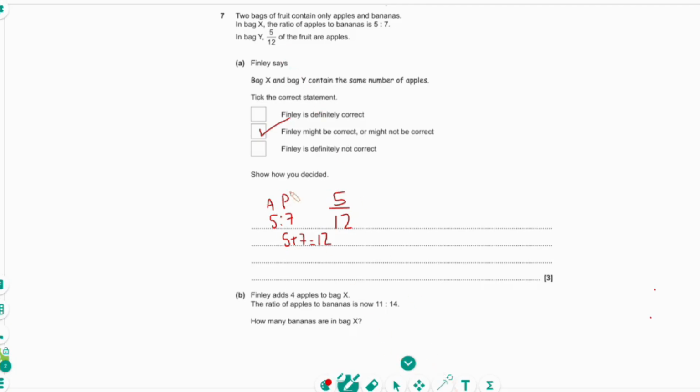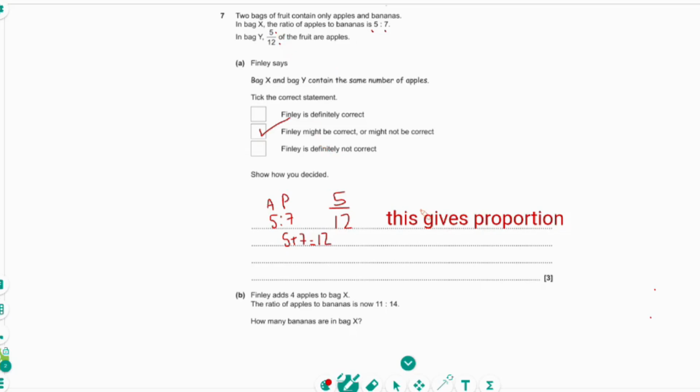So show how we decided. Well, I've just written my ratio as a fraction, and this gives proportion. It's not the amount of fruit, is it? So we could be correct or we might not be. There might be that there are 5 apples and 7 bananas, 5 apples, 12 in total.